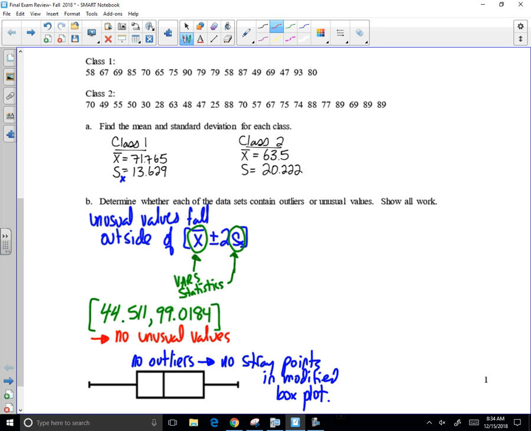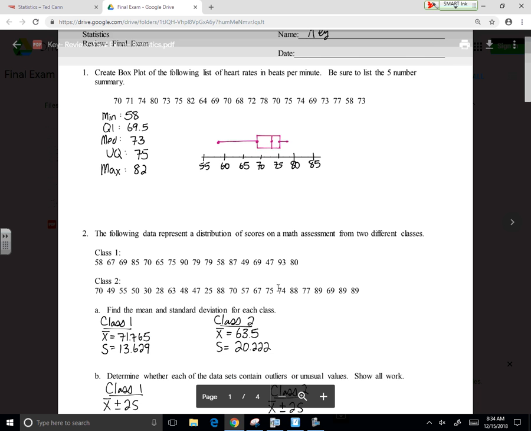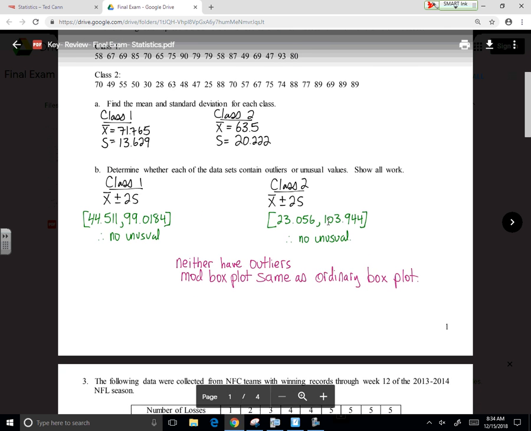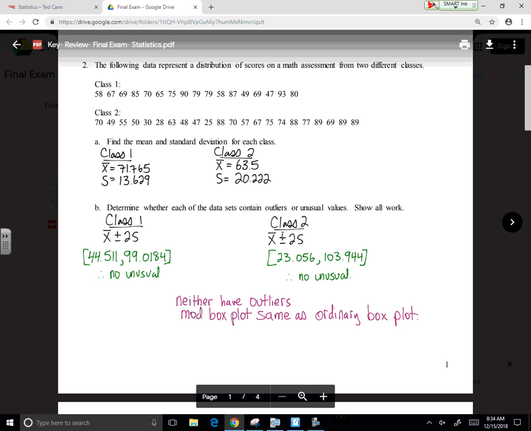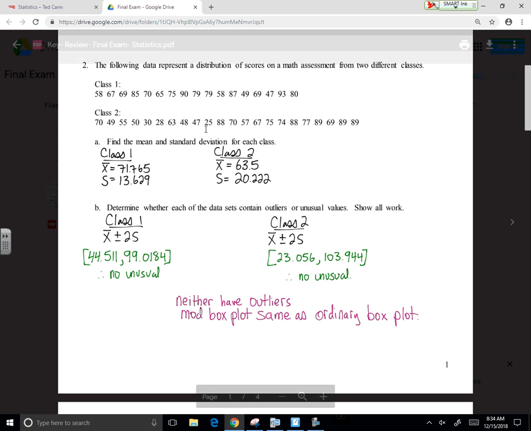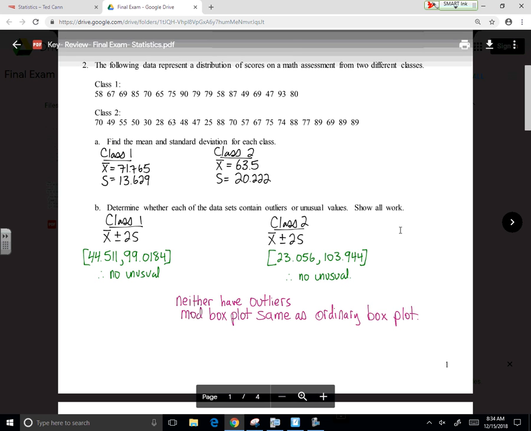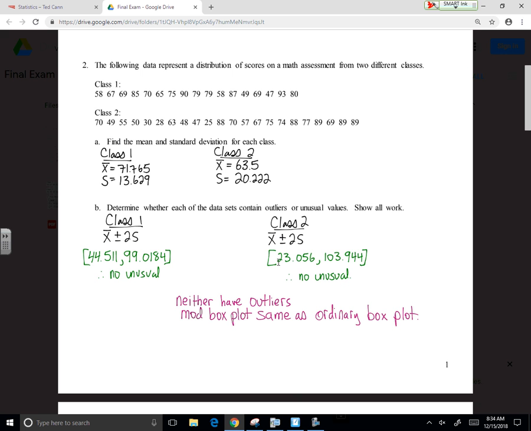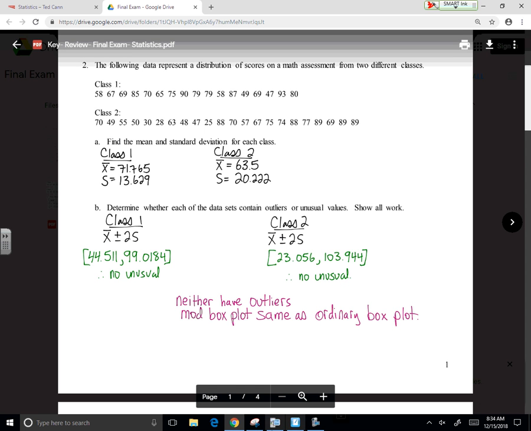So you would do the same thing with the second data set. Put in all that information. Run the calculations the way I did. X bar plus or minus 2s. Determine that there are no unusual values just by looking at the data set or looking at the box plot. So it would essentially be the same thing.